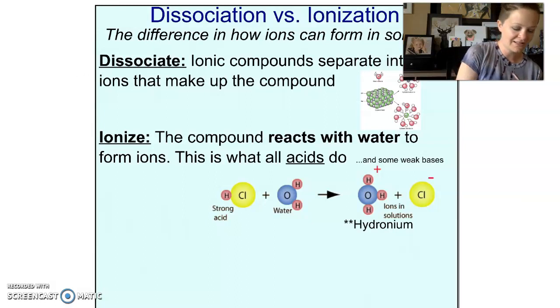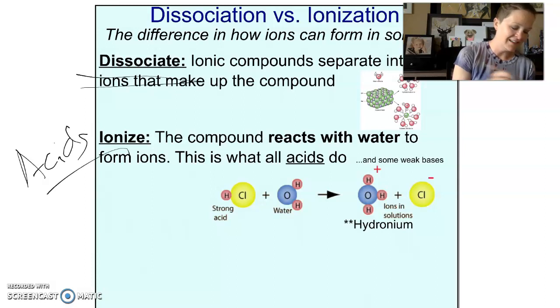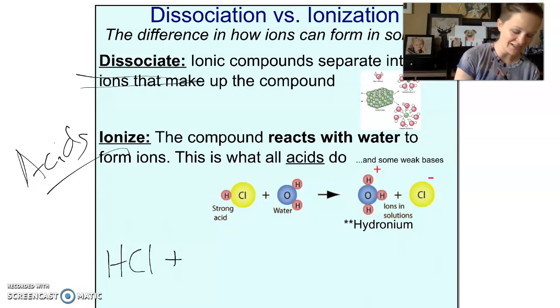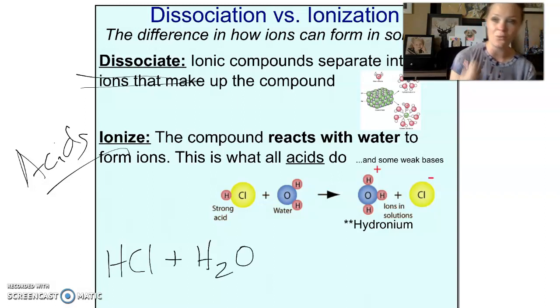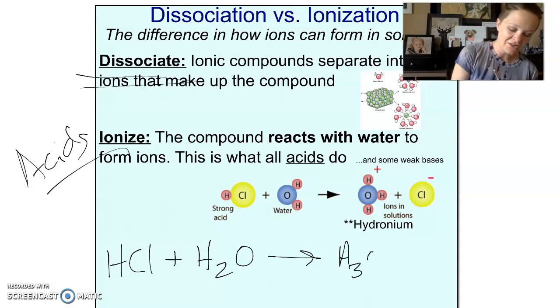So we know that ionic compounds dissociate, acids ionize. And what that means is that if I take hydrochloric acid and I put it in water, I'm writing a plus sign, which I wasn't doing for the ionic compounds. When I take hydrochloric acid, it actually reacts with the water. That's ionization. It is reacting to form the ions, where dissociation is just splitting apart. So what we end up getting is H3O+, and we call that hydronium. And the other ion that's left over is Cl-.